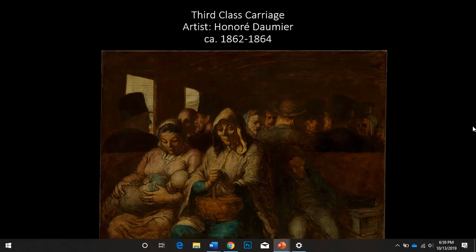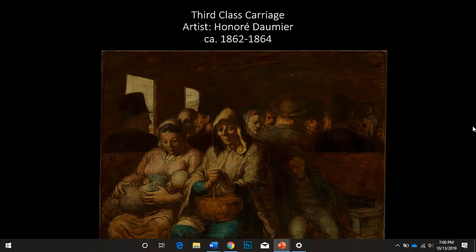reinforce social hierarchy. In this painting, Daumier depicts a darkened interior of a third-class railway car. We've got a tight compositional space full of people, it's claustrophobic, where we feel as uncomfortable as those who must ride in this class.